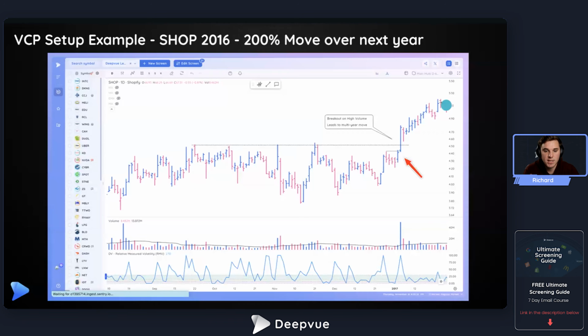And this leads to a continuation of the move. And again, a really strong gain over the next few months, continuing on with this multi-year move. So this is another good example from just a few months later of Shopify back in 2016.